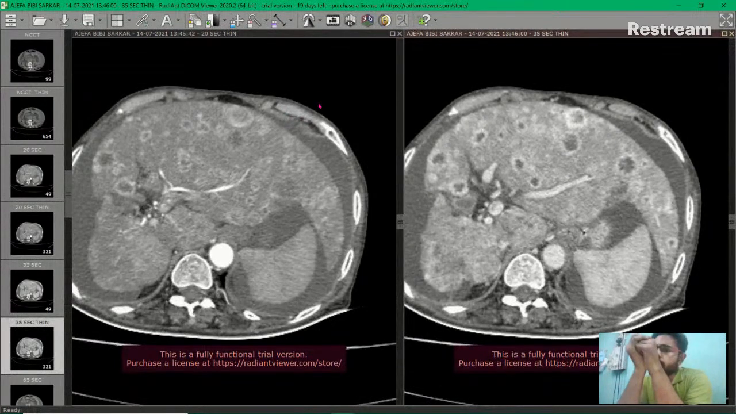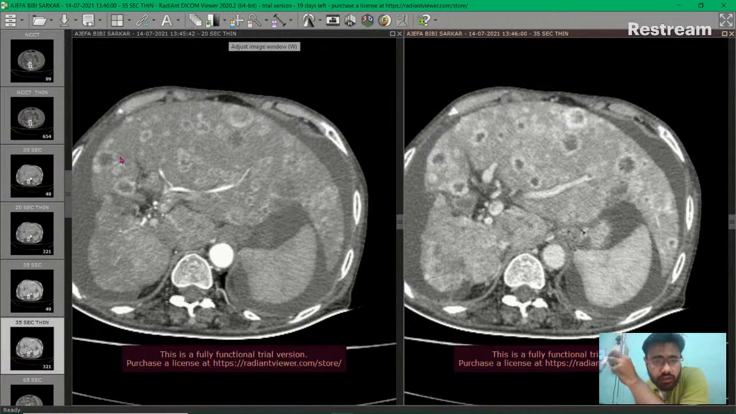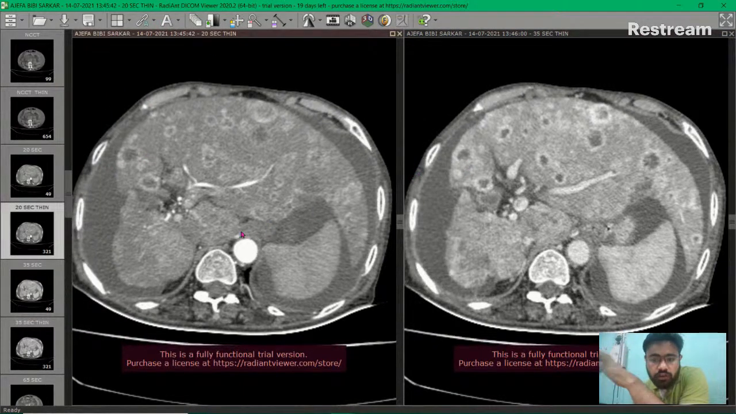So this is a patient that was referred to our department for CT scan. It's a female patient, and the patient actually presented with abdominal distension. As you can see, there is fluid collection, intraperitoneal fluid collection or ascites. So the patient basically presented with that complaint only.